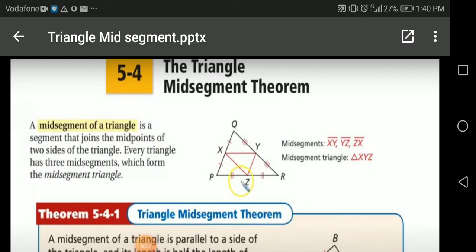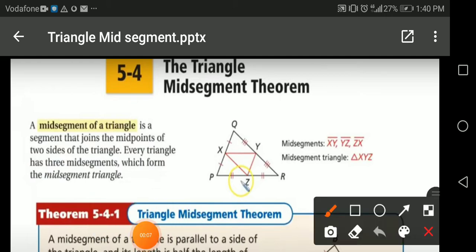I hope you're fine. Today we're going to talk about the triangle midsegment theorem. It's a very interesting lesson and a very easy one.